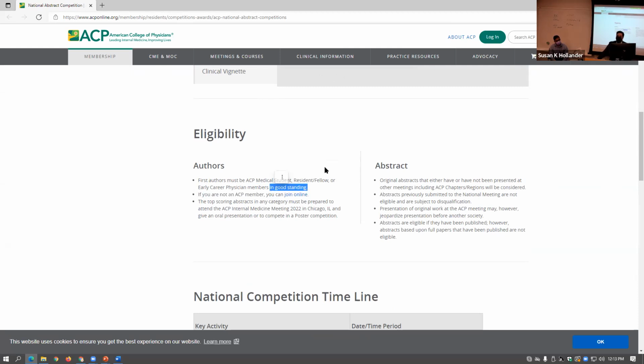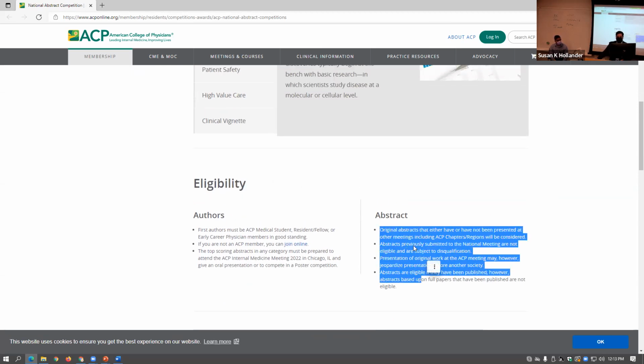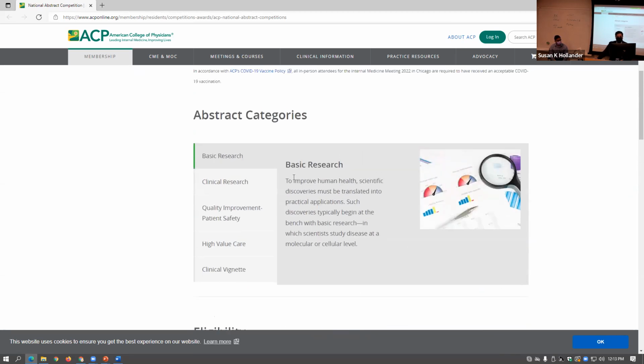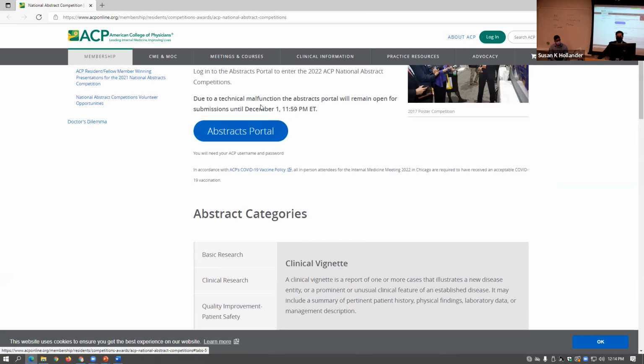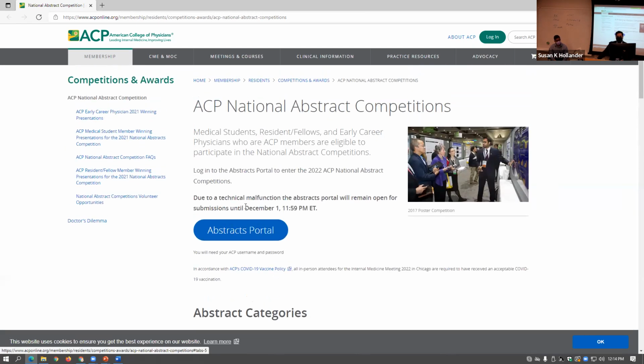And oftentimes that requires a letter either from your medical school or the training program that you're at to verify that you're in good standing. Ideally, they should be ACP members, and then it has other details about the abstracts that are listed there. So there's basic research abstracts, clinical research abstracts. We're obviously going to go ahead and click into clinical vignettes, which is another term for case reports. And these are all the different categories you could potentially submit to if you had something to actually submit by December 1st of last year.